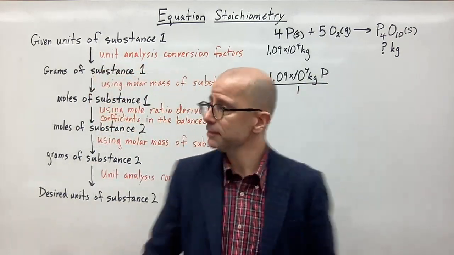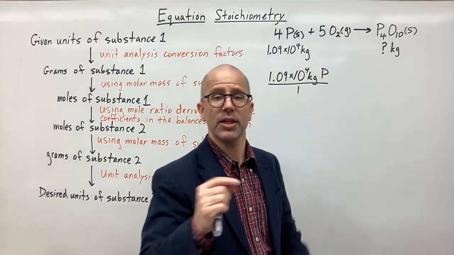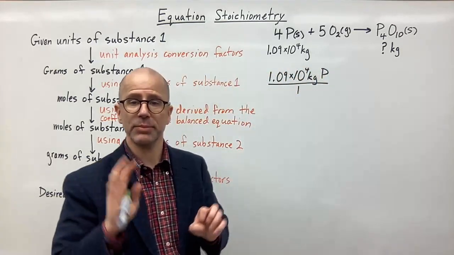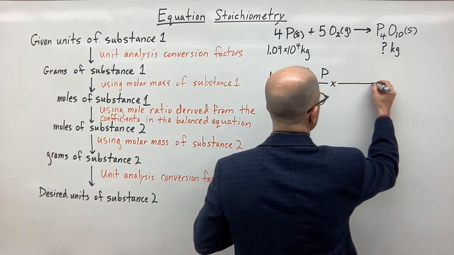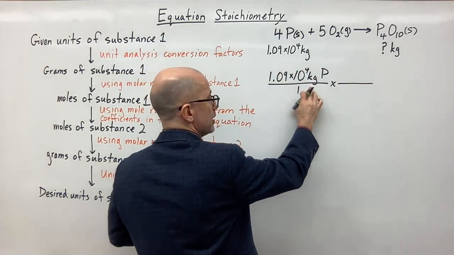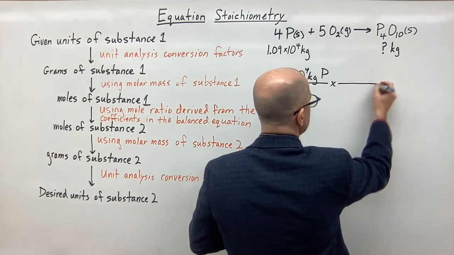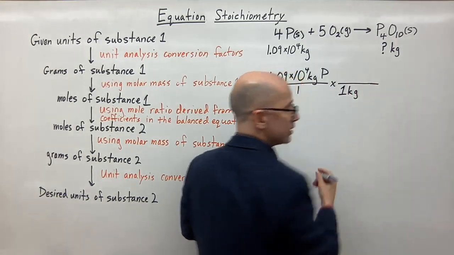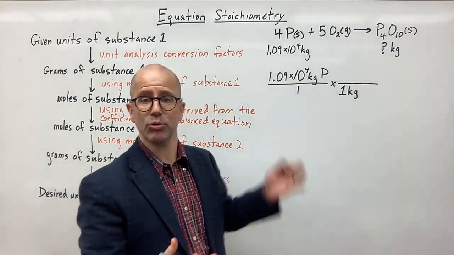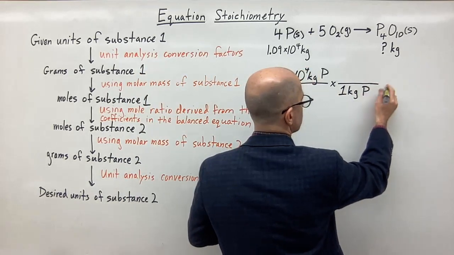First step is I need to convert that to grams, so I need to use the relationship between kilograms and grams as a conversion factor. I have kilograms on top, so I want kilograms on the bottom. I'm going to put 1 kilogram on the bottom because I know 1 kilogram is equal to 1,000 grams. So 1 kilogram of what? Phosphorus.